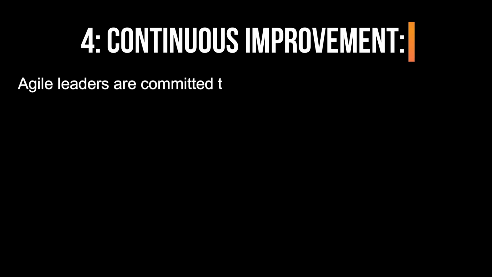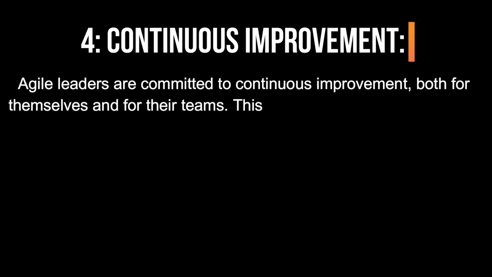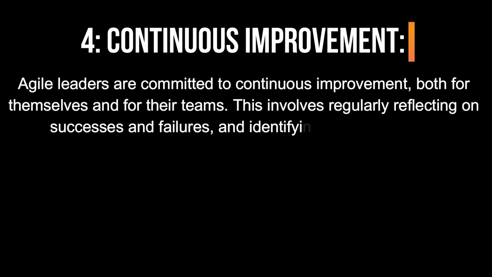4. Continuous improvement. Agile leaders are committed to continuous improvement, both for themselves and for their teams. This involves regularly reflecting on successes and failures and identifying opportunities for improvement.